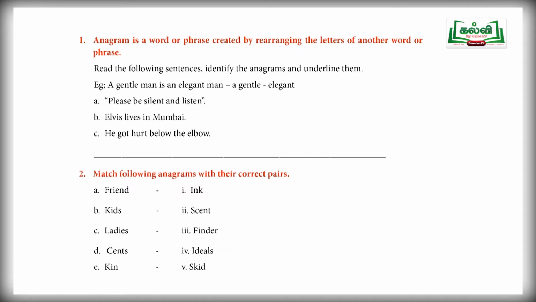Okay children, now let's see worksheet 13 in the workbook. Now let's see the first exercise. Anagram is a word or a phrase created by rearranging the letters of a similar word or phrase. In the first exercise, read the following sentences, identify the anagrams and underline them. They have given an example. A gentleman is an elegant man. Here the anagrams are gentle man, elegant man.